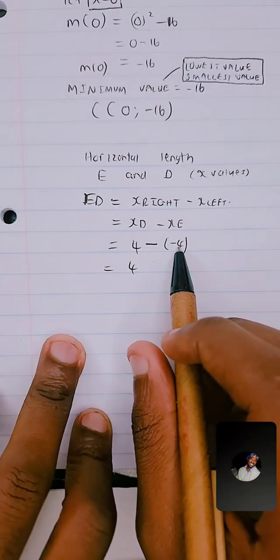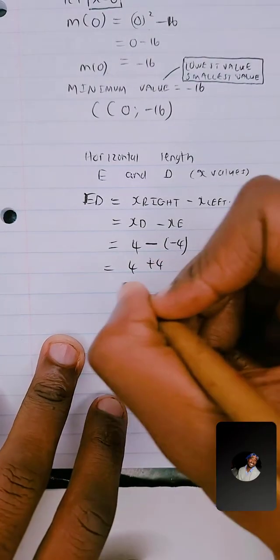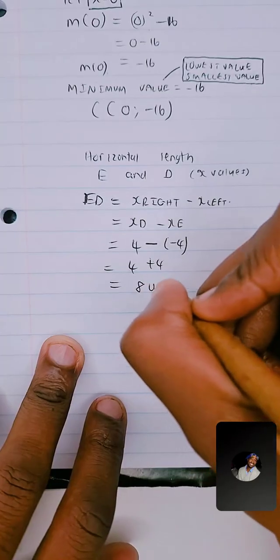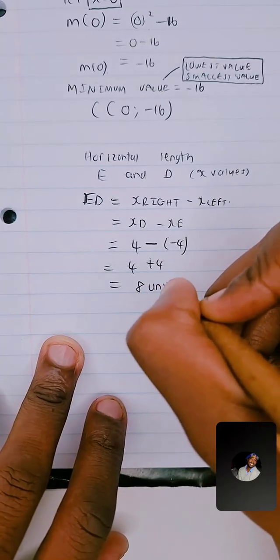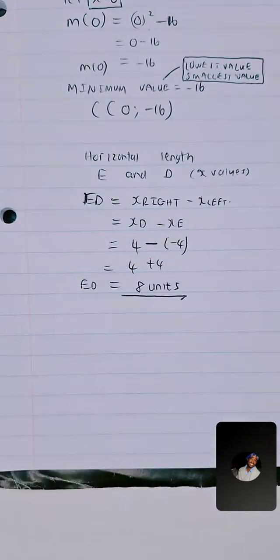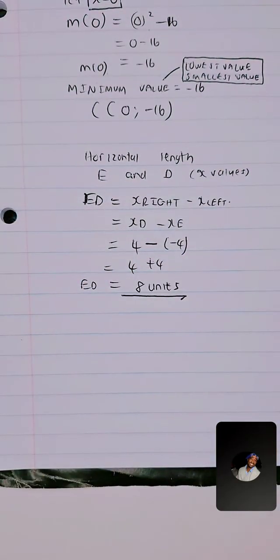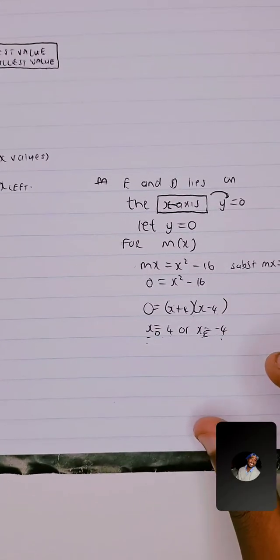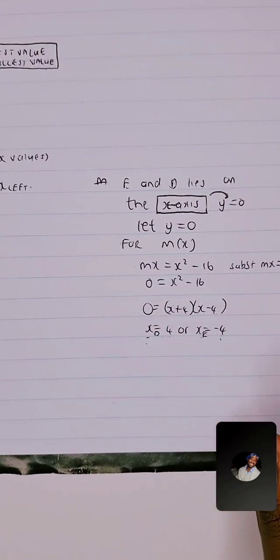Negative times a negative? Positive. So we have positive 4. So the answer is positive 8. Exactly. So the answer then is ED is equal to what? 8 units. That is the length of ED. Yes. Okay. Are we together with this one as well?